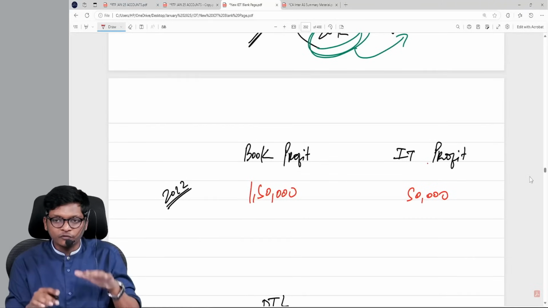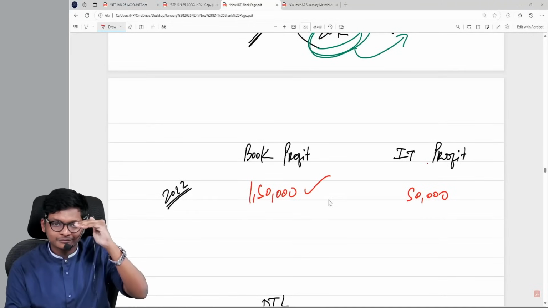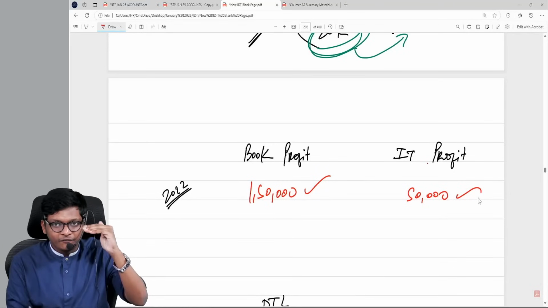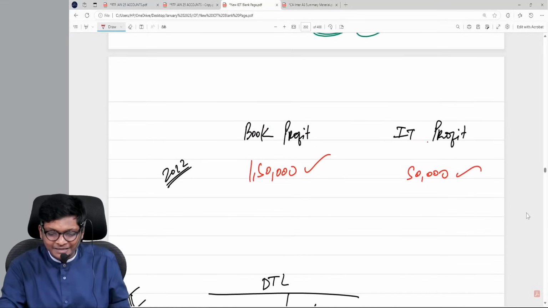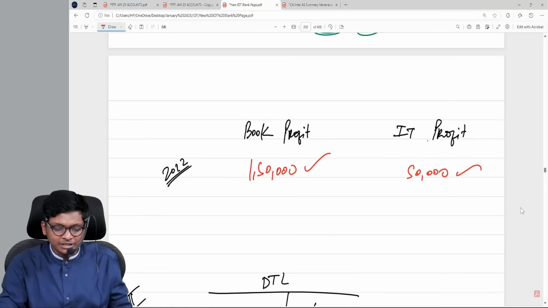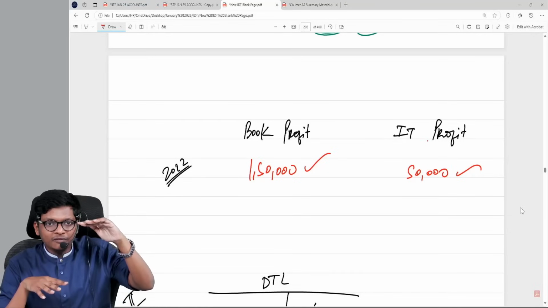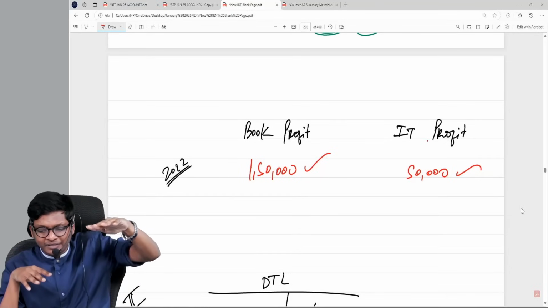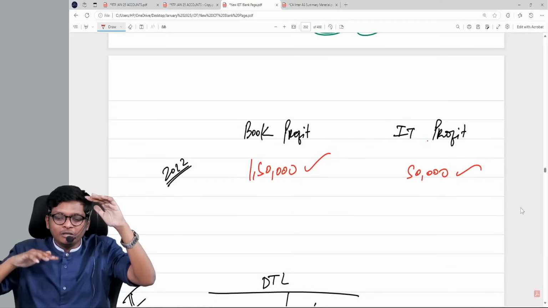So what I will do for the shortcut: book profit is 1 lakh 50. This you have to compute. Anyway, working notes you will have to do. Income tax profit is 50,000. Instead of this logic, for deferred tax liability or asset, I don't know, sir. For that, the shortcut is book profit is 1 lakh 50, income tax profit is 50,000. Always, what is correct is income tax. Income tax is correct. So from book profit I have to reduce to income tax profit. It's a shortcut. Always book profit wrong, always income tax profit correct.